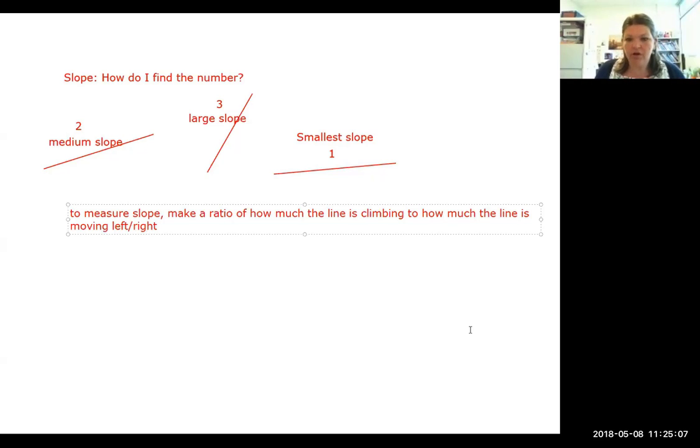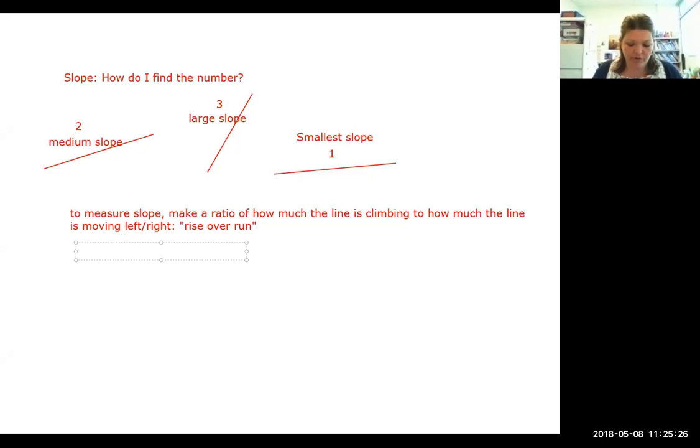Okay, so a lot of teachers abbreviate this concept rise over run. In fact, this might be the first time this whole day that you've been like, oh, Kate, I know what you're talking about now. My teachers have said that, rise over run. That's what I'm talking about, because make a ratio means make a fraction.